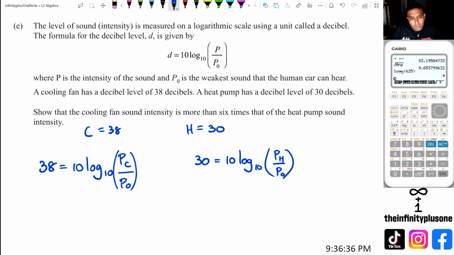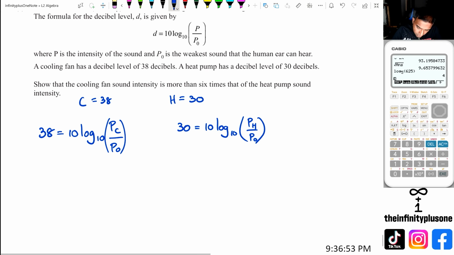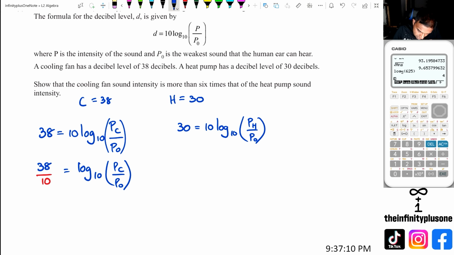Now again, the question is actually asking us to show that the cooling fan sound intensity is more than 6 times. So we want to try and get PC by itself and PH by itself, ideally, right? That's what we want to do. Now we know that we could use the log rules. So I'm going to do 38 divided by 10, and that's going to equal log10 PC over P naught. So this is going to be 3.8 = log10 PC over P naught.